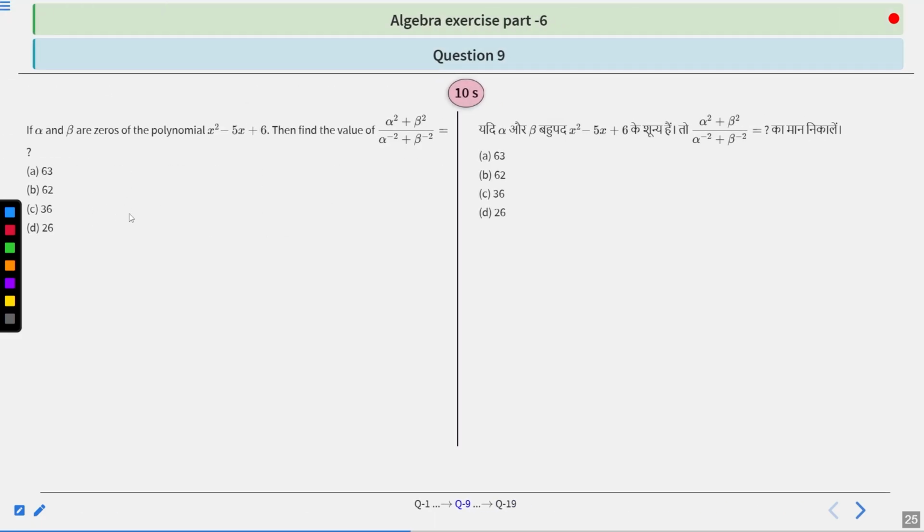Next, if alpha and beta are zeros of the polynomial x square minus 5x plus 6, then find the value of alpha square plus beta square upon alpha raised to power minus 2 plus beta raised to power minus 2. And the options are option A 63, option B 62, option C 36, and option D 26. These are the options. And I'm giving you 10 seconds to find which one of them is correct. After that, I will do the solution for you.